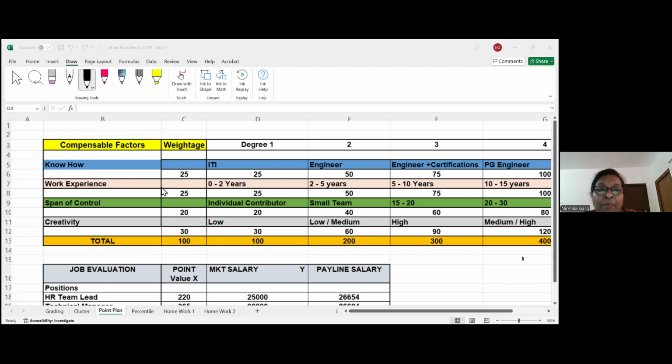Now, how do you create a point plan? Step 1, step 2, step 3. You have to give weightages. What is the meaning of weightage, to whom? To the factors. Not all factors will have the same weightage. So you have to give weightage. What is weightage? Priority. So in a startup, if these are the 4 compensable factors, for which compensable factor will you give more weightage?